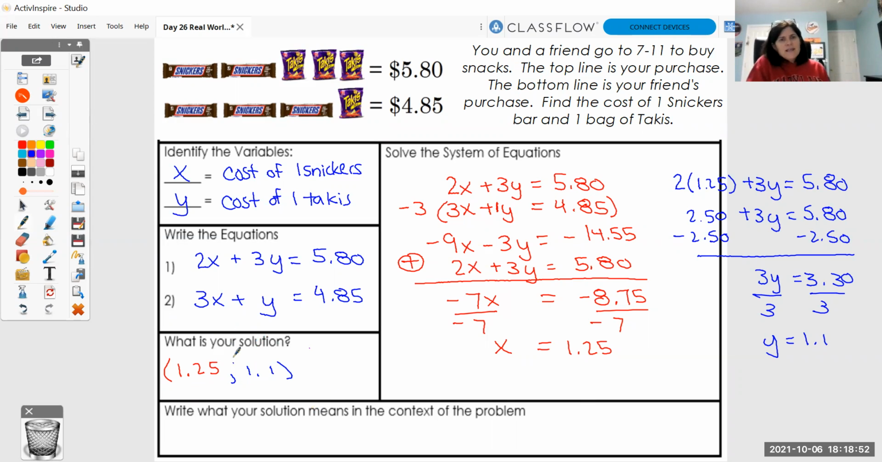Well, let's see. X was the cost of a Snickers. So one Snickers costs $1.25. And Y represented the cost of one Takis. So one bag of Takis costs $1.10. Make sure you add that 0 because money, you need to have that 100.